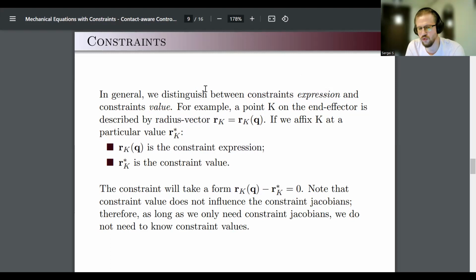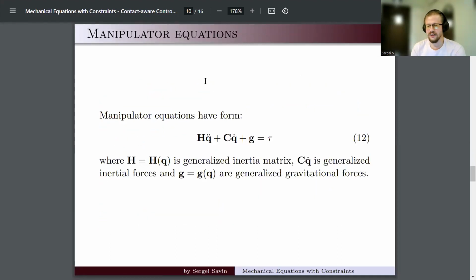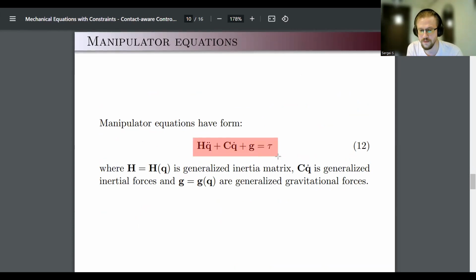Okay, I'll move on. Now, Lagrange equations are famous, especially since you studied them in the mechanical course. But if you had a robotics course, you notice that we prefer to work with what we call manipulator equations, which is the same equations as Lagrange equations. This is exactly the same one. But we explicitly write them in a matrix vector form.